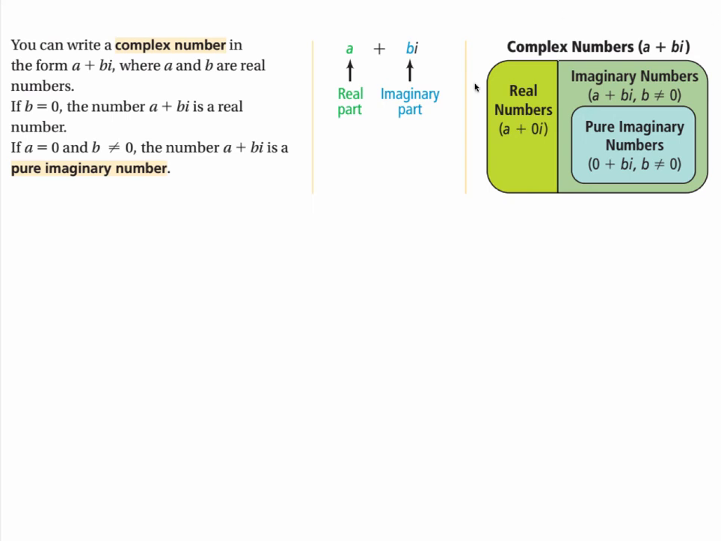Now the complex plane consists of both the real numbers and the imaginary numbers. And the imaginary numbers have pure imaginary numbers and then mixed imaginary numbers. So any number can be written as a complex number, a plus bi, where this is the real part and here is your imaginary part. Now, if a is 0, then you have a purely imaginary number. If b is 0, you have a real number.